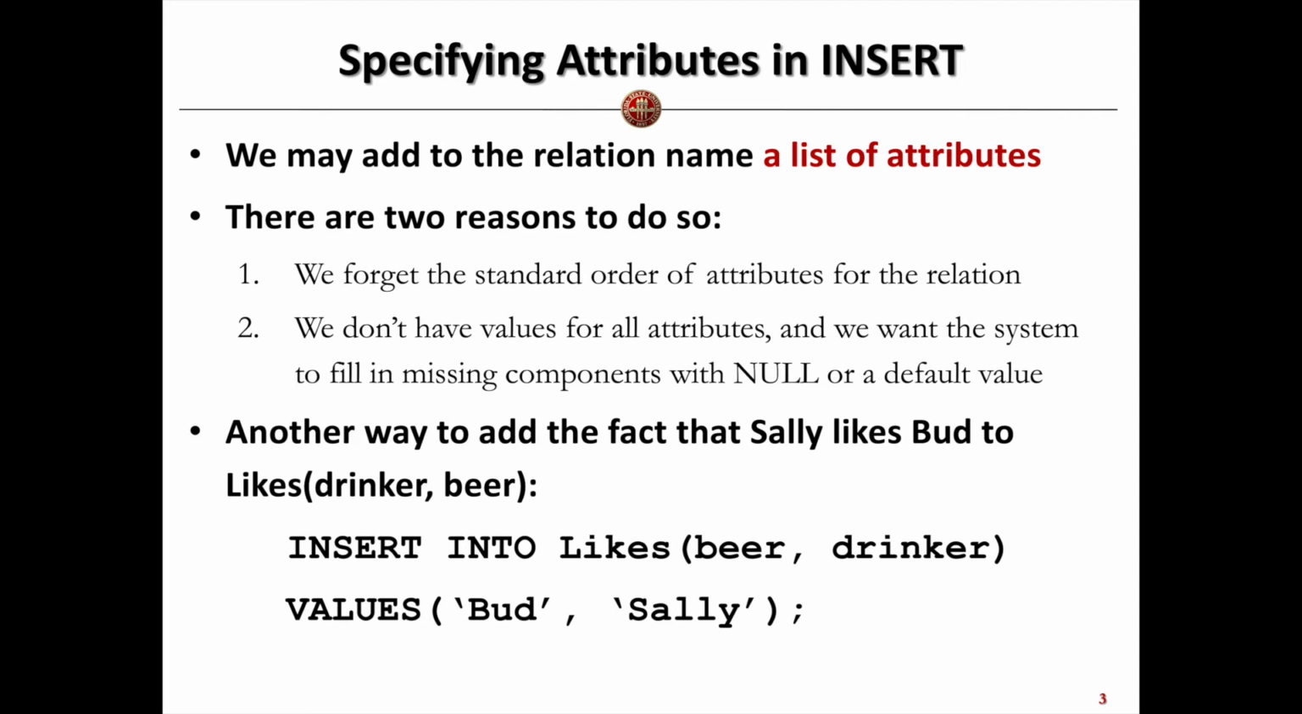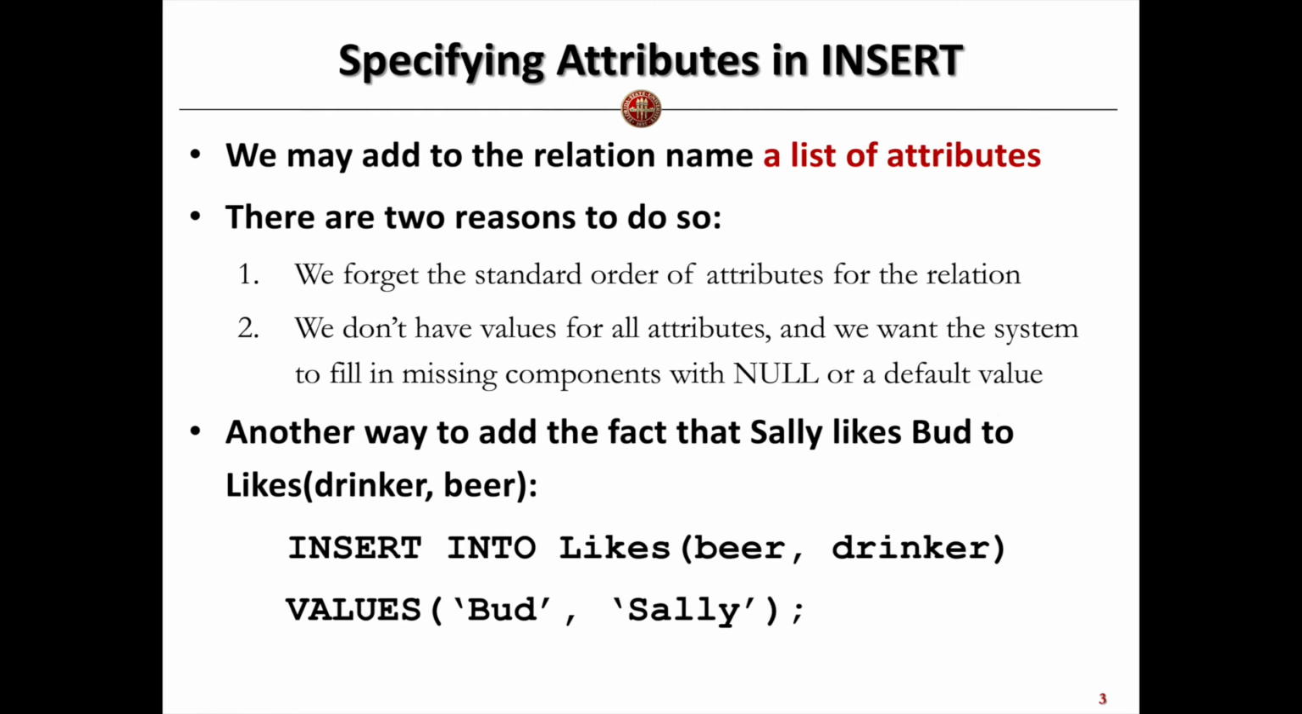And there are two reasons to do so. The first reason may be that we forget the standard order of the attributes for the relation. Or we don't have values for all attributes. However, we want to insert a subset of these attributes into the table. And we want the system to fill in the missing attributes with null or default values.